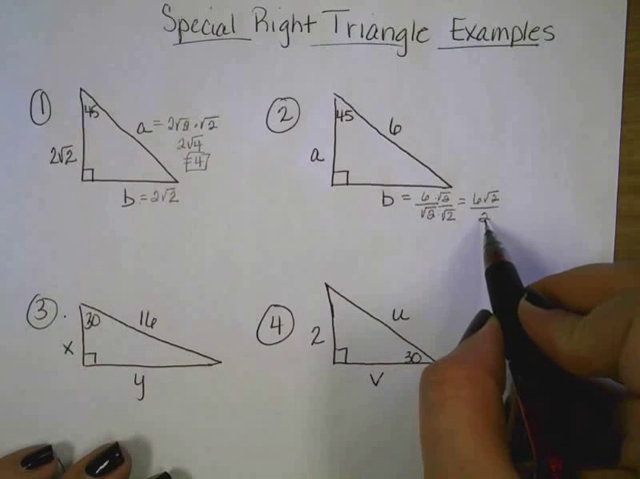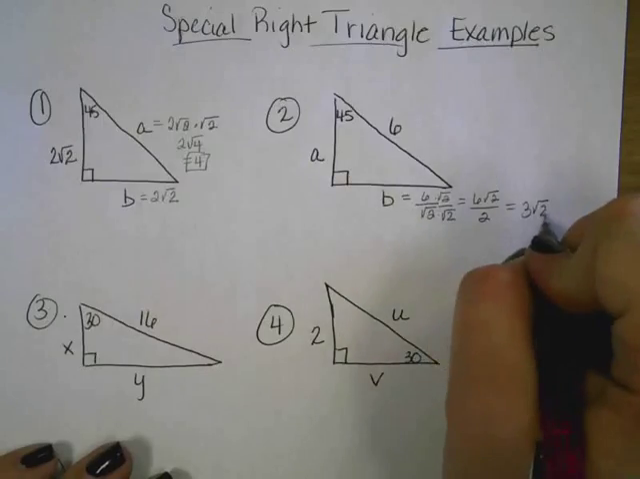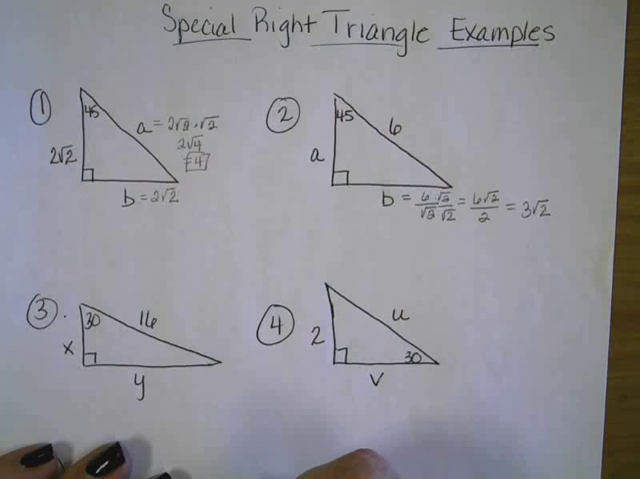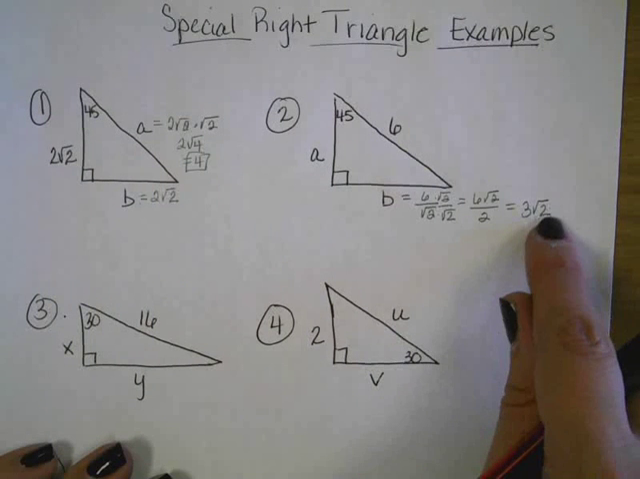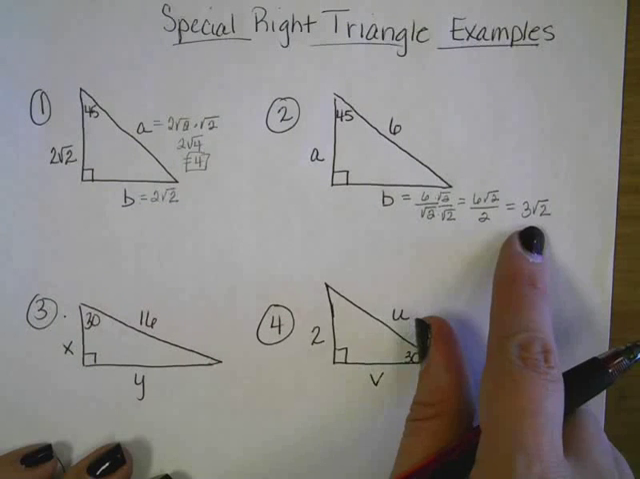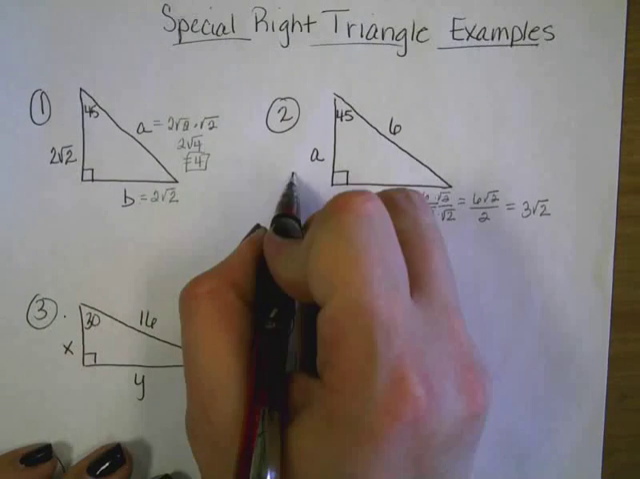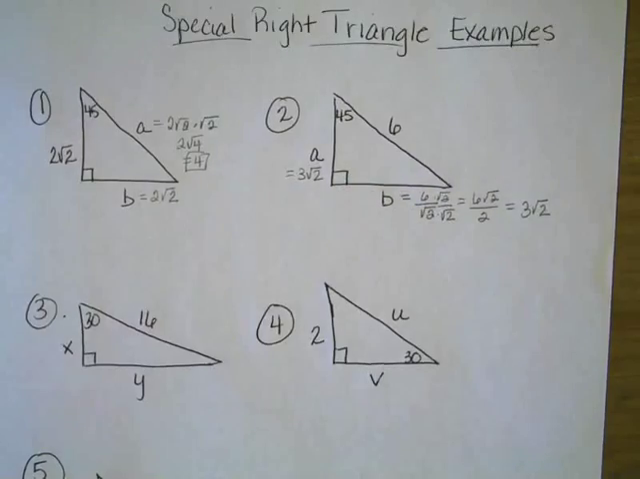You can then reduce the 6 and the 2 to make this 3 root 2. And if you want to double check it, if you go this way, 3 root 2 times the square root of 2 would get us back to 6. If it's 45, 45, 90, if this side is 3 root 2, so is this side. Okay, so those are the 45, 45, 90 relationships.